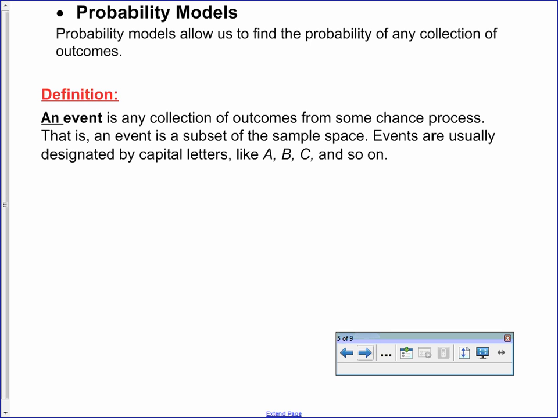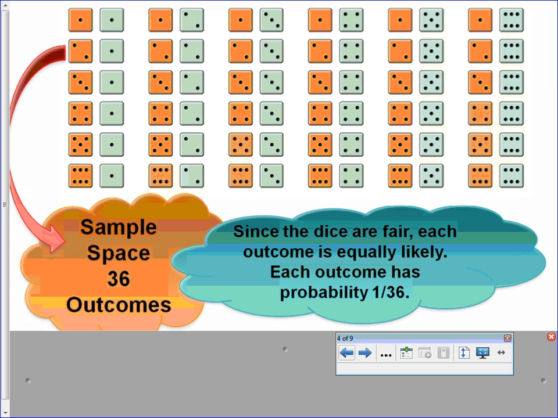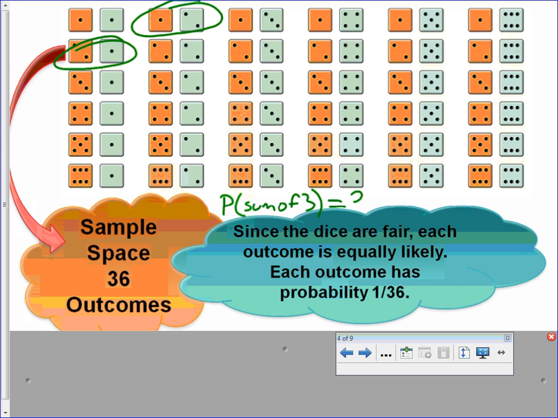But the probability model allows us to look at the probability of any collection of outcomes. So let's talk about, what is my probability of rolling a 3? So what's the probability that when I add the two dice I get a sum of 3? Well, there is one outcome and there is the other outcome. They're equally likely. So my probability of getting a sum of 3 is 2 out of 36, or 1 out of 18.